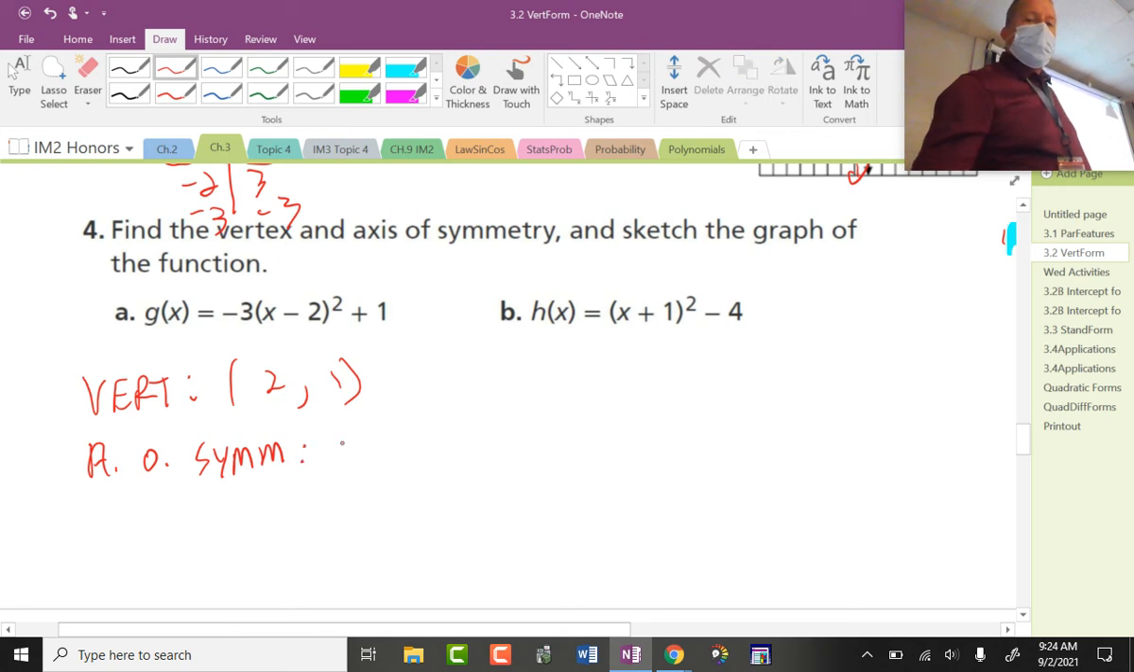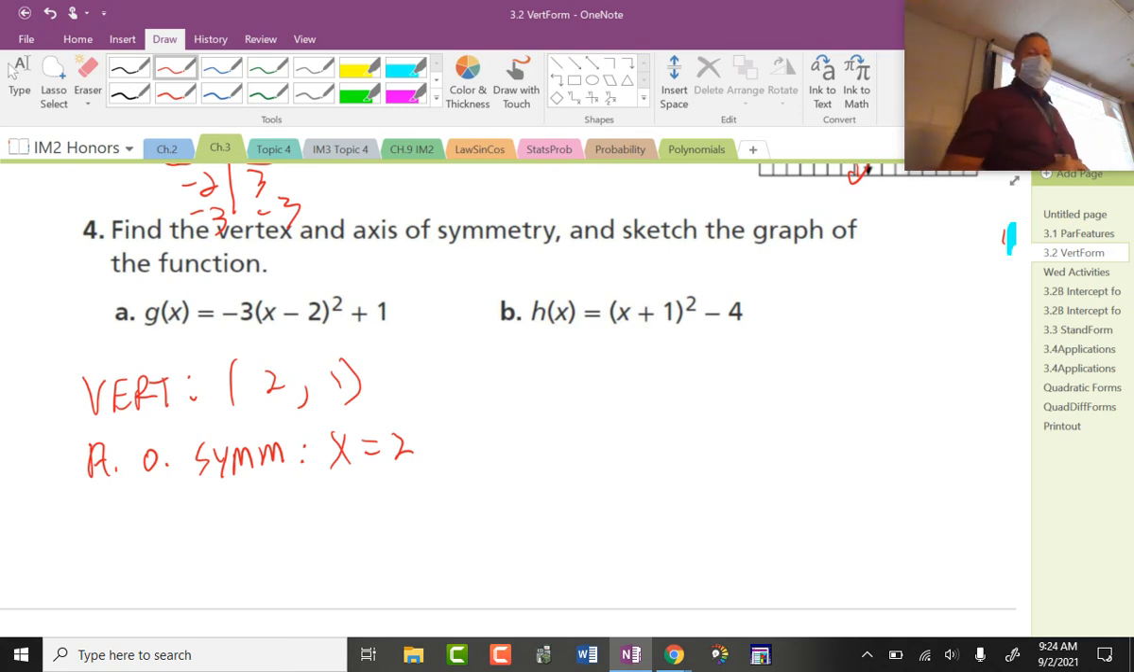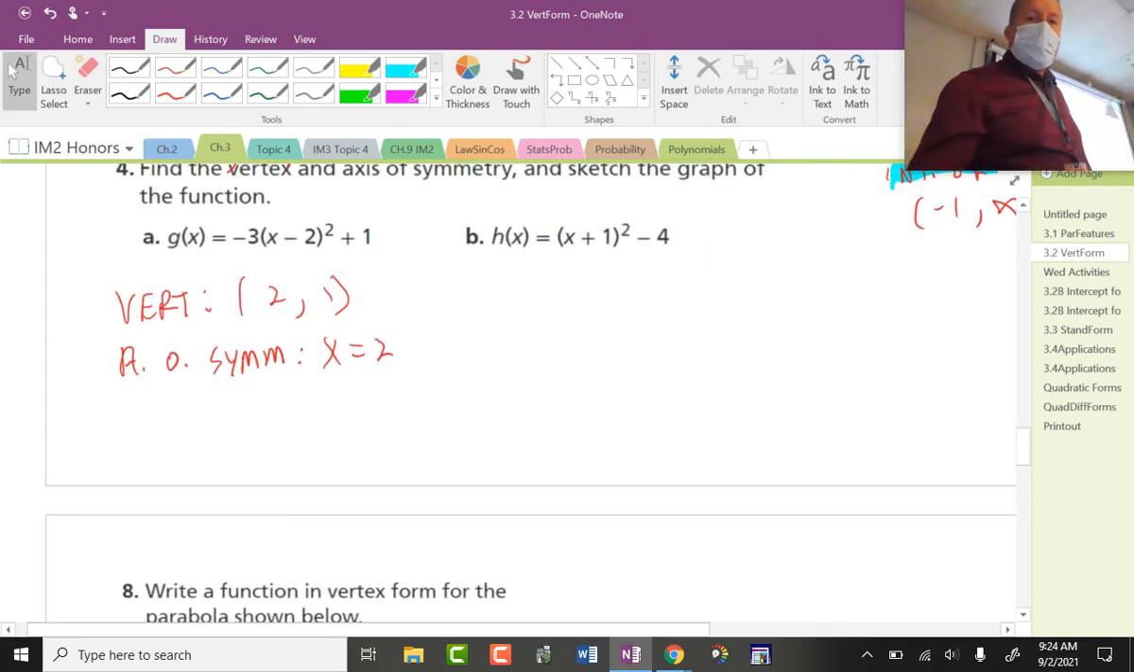The axis of symmetry is not 2. It's x equals 2. You write 2, I'm marking you wrong, because that's not an equation of a line. You just threw a number on the paper. So axis of symmetry is x equals, because that's the equation of a vertical line. Get that locked in. Then it does say a quick sketch.